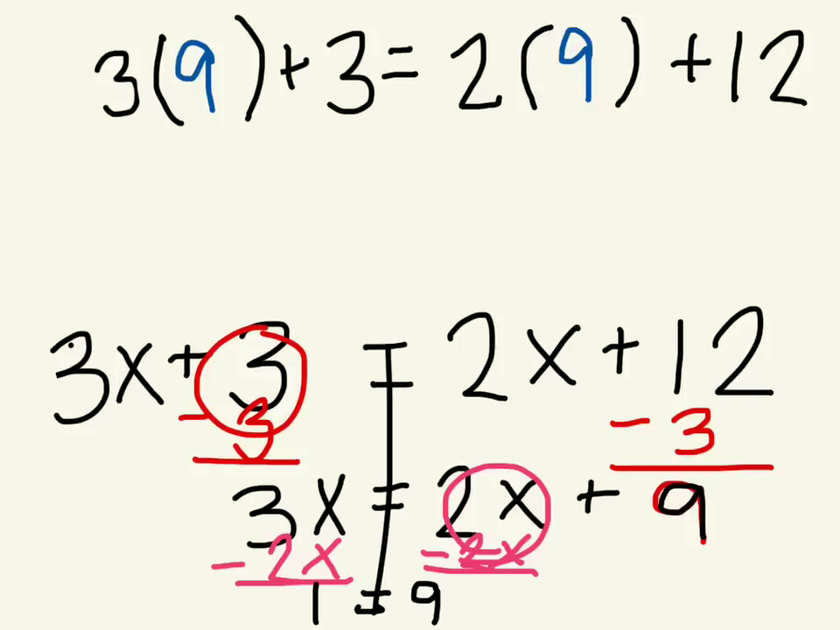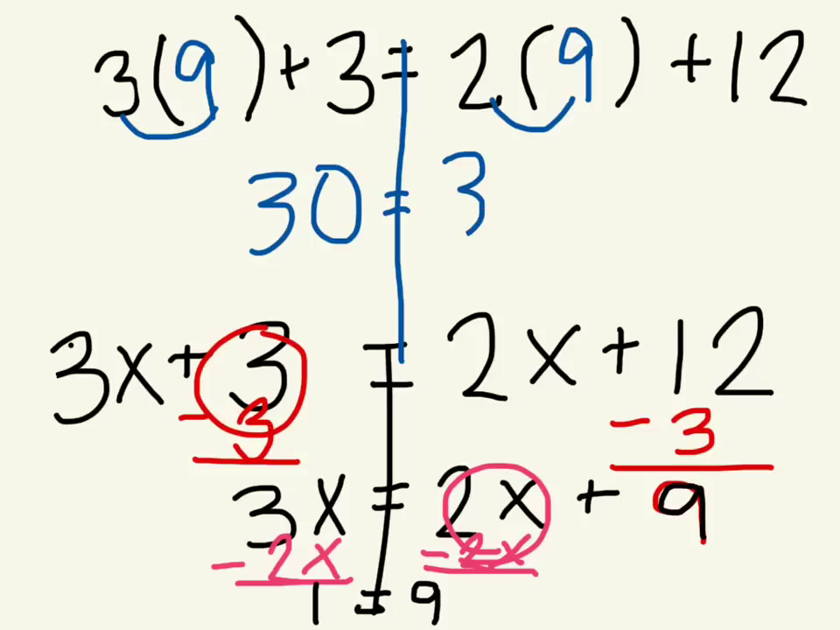Let's check our work. Here's our equation: 3 pouches, each with 9 coins, plus the original 3 coins is equal to 2 pouches, each containing 9 coins, plus 12. When I go through and add both sides, let's see if they're equal. 9 times 3 is 27. 27 plus 3 is 30. If there were 9 coins in each pouch, the left side of the equation would be 30. On the right side, I have 2 times 9, so 18. 18 plus 12 is also 30. So again, because both sides are equal to 30 coins, I know I have solved this equation correctly.